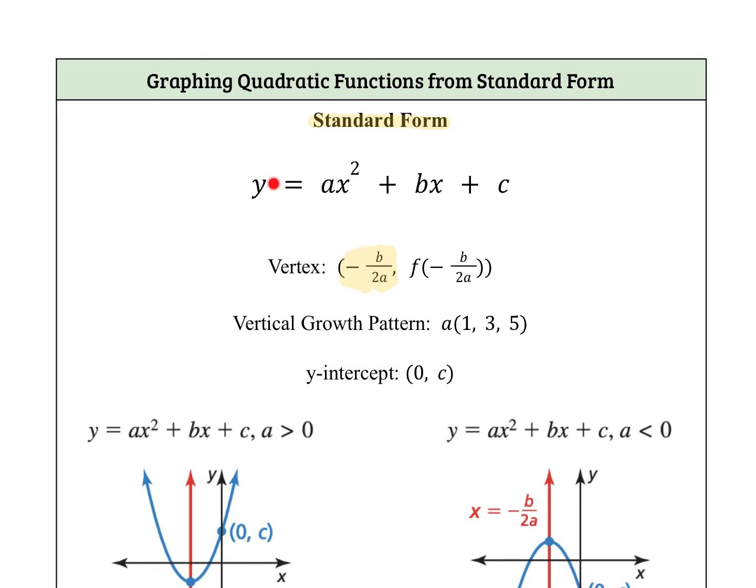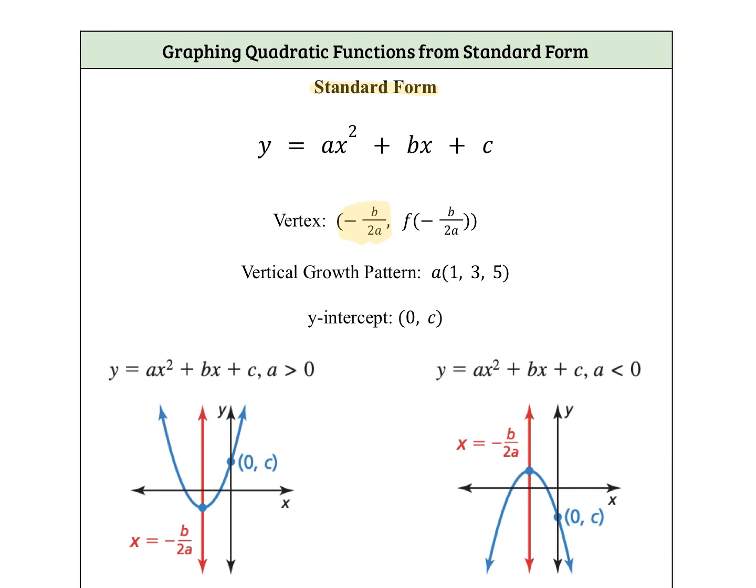So when your equation is in this form, you are going to need to know -b/2a to help you find that vertex. Now, that a value is going to be the same a value as it would be in the vertex form that we just covered. So you can still take that a value and use it to find your vertical growth pattern. And then for this form, it is actually really easy to see what our y-intercept is.